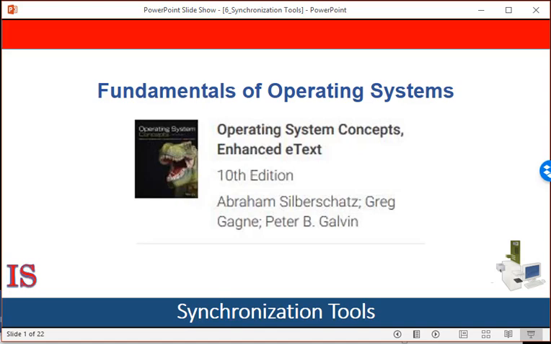Next, we talked about mutex locks, which are considered to be the simplest of the synchronization tools. Now we're going to talk about a more robust tool that can behave like a mutex lock, but can also provide more sophisticated ways for processes to synchronize their activities. So let's get started.